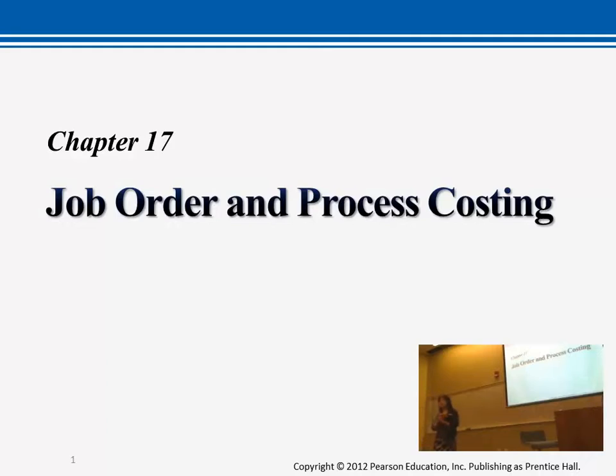Indirect labor. Very good. So an example of indirect labor would be a janitor, because they clean up the entire plant. It doesn't just belong to this job order, this particular space. They clean up the entire site. Okay?